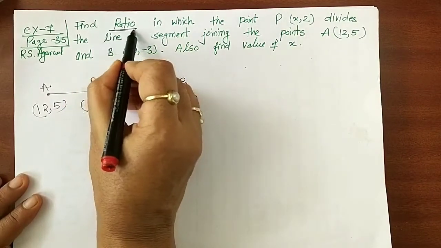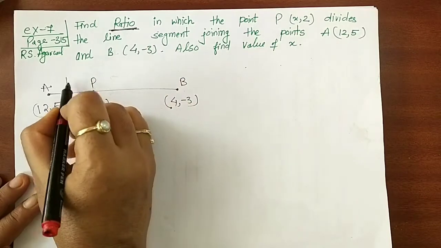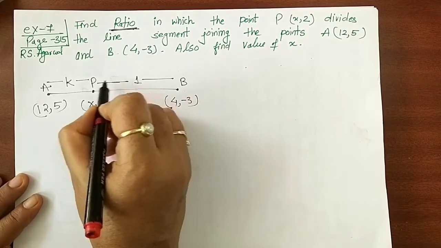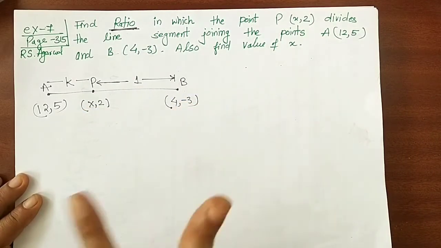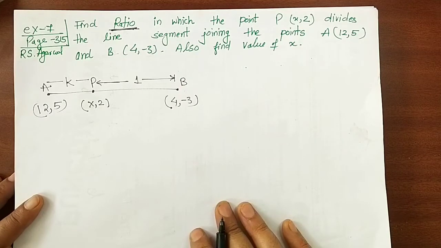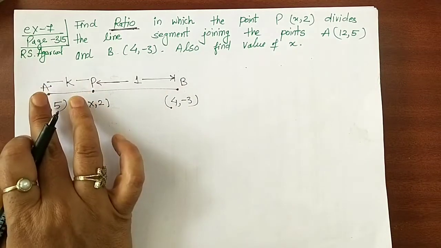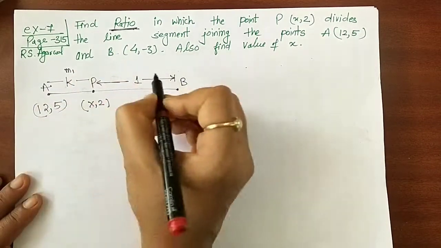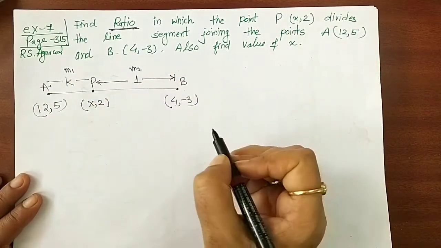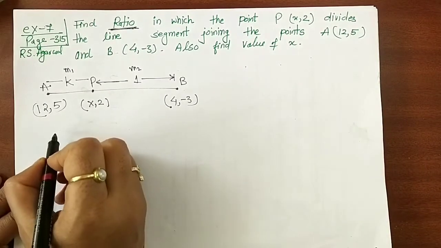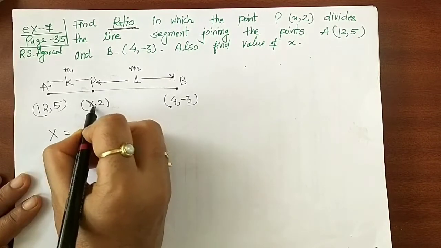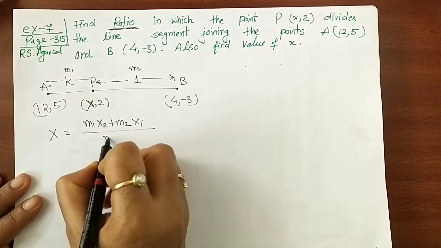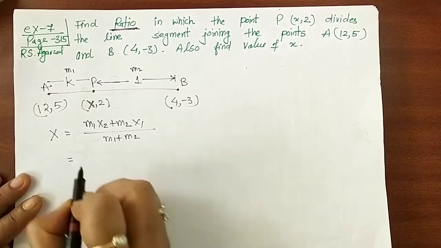So I told you, whenever you have to find a ratio, always take k is to 1. Don't take m1 and m2, because if you take m1 and m2, you have to find two unknowns, which will be very tedious. So whenever the ratio is unknown, please, guys, always take k and you will for sure get the correct answer. So my m1 is k and my m2 is 1. Okay, so let me apply the formula.